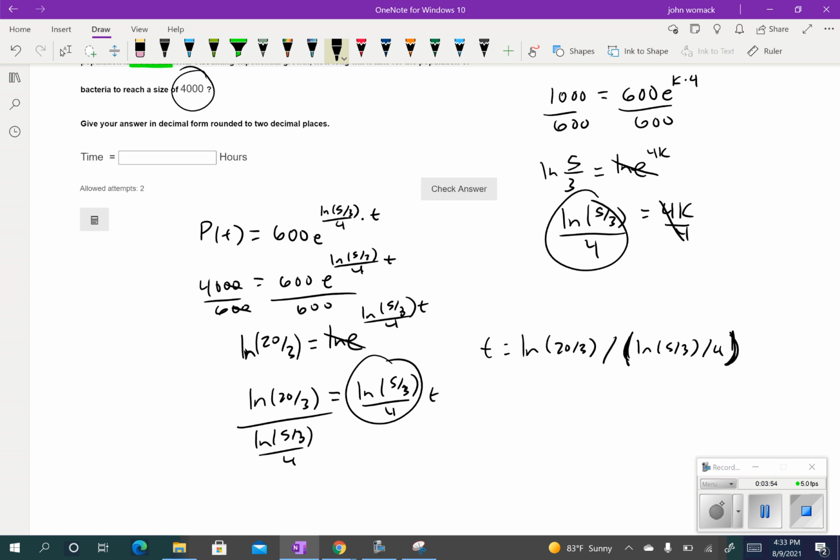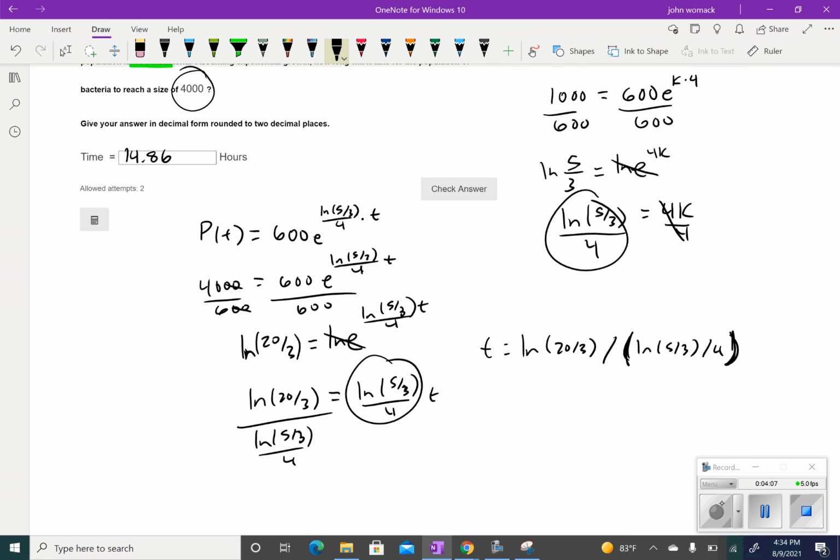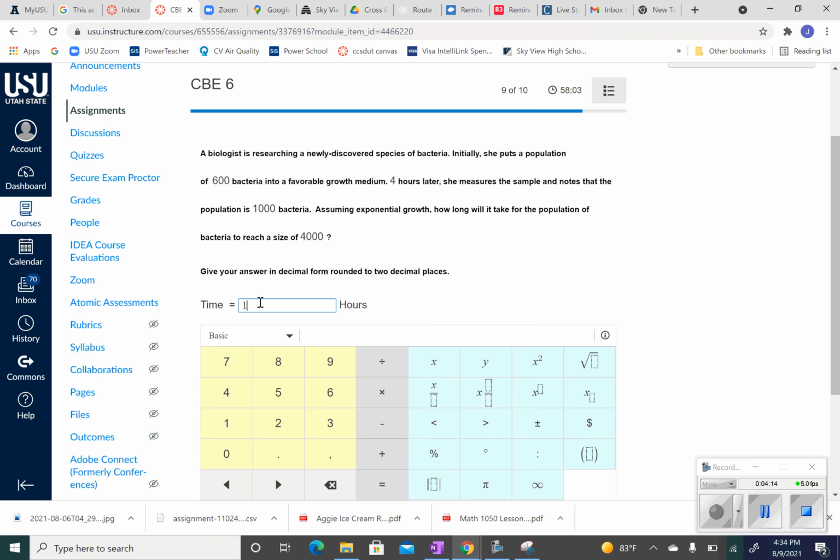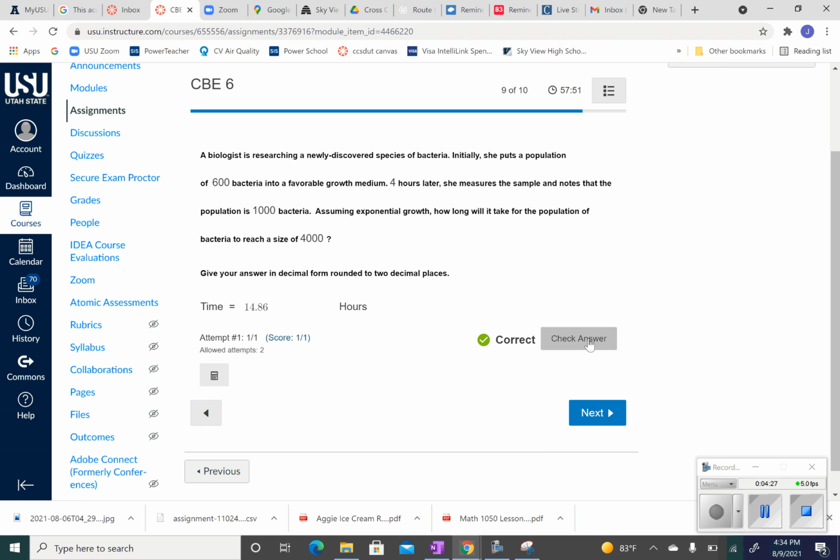Okay, we want to go out, what did it say, 2 decimal places. So it's 14.86, if I round it off, 14.86 hours. Let's plug that in there, just double check it, make sure we got everything right. Let's go back over to the actual problem itself. 14.86 is what we want to put in there. Okay, double check our answer, and then we got it.